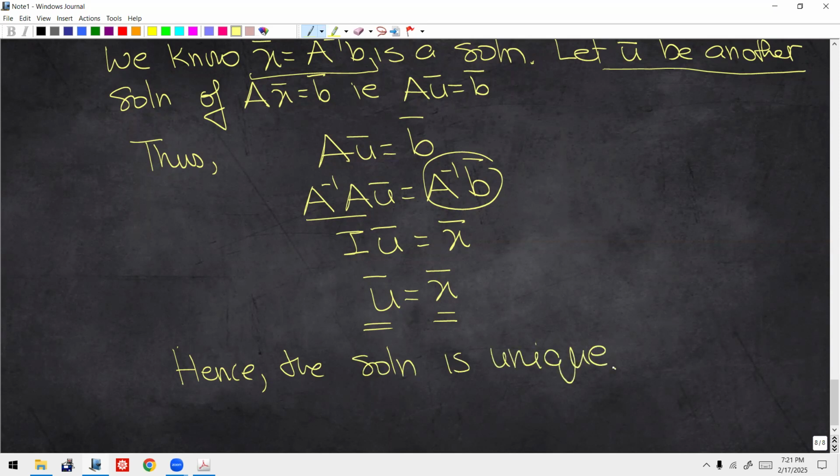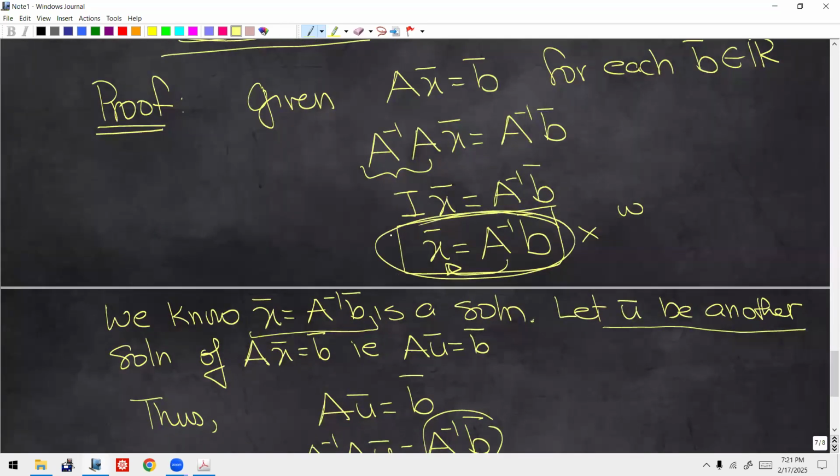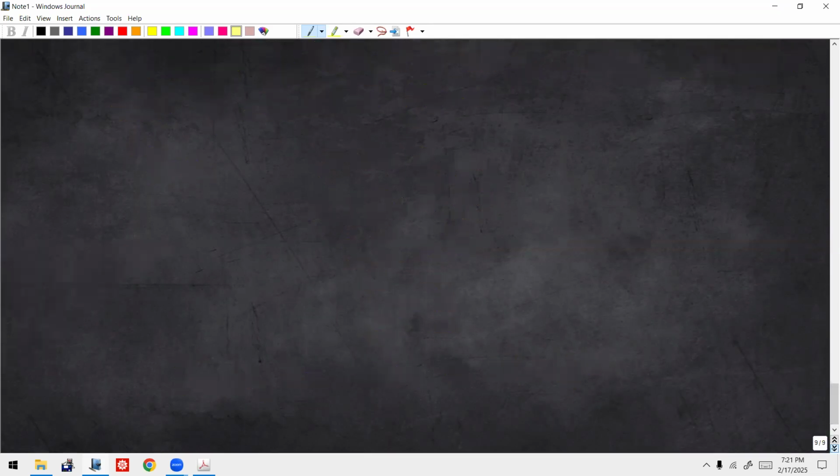Okay. So we had to show two things. We had to show that the solution is unique, and we also had to show what the solution is. So we started by first showing what that solution is, and then we showed uniqueness. All right. So there's a lot of theorems there. We have done 5 theorems.